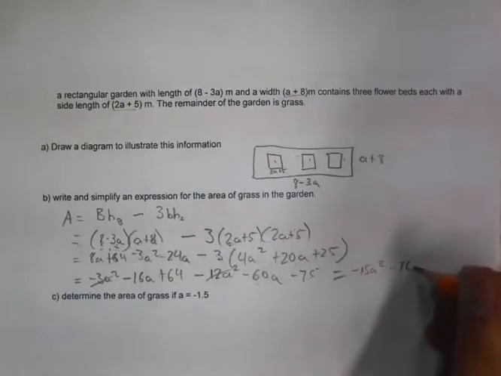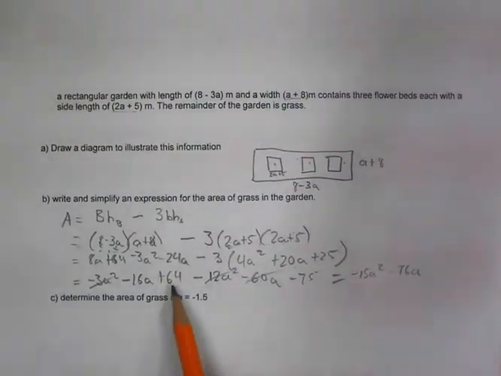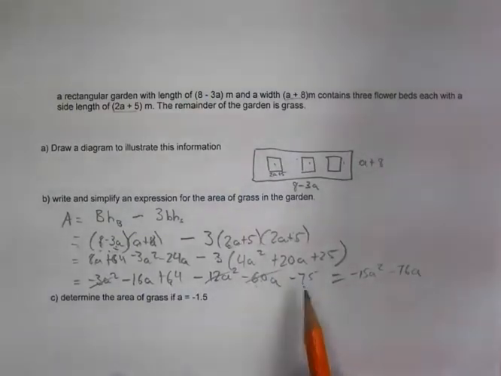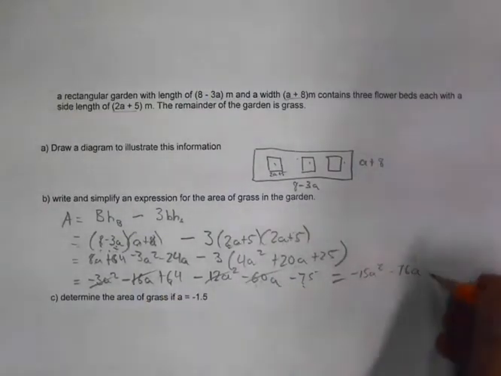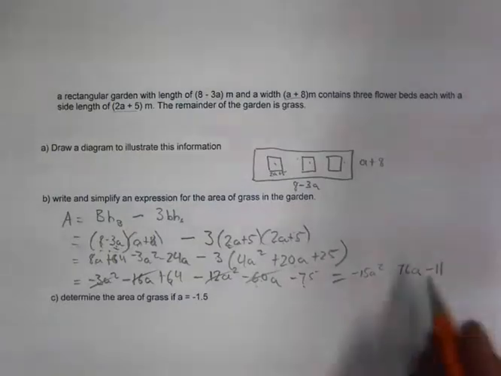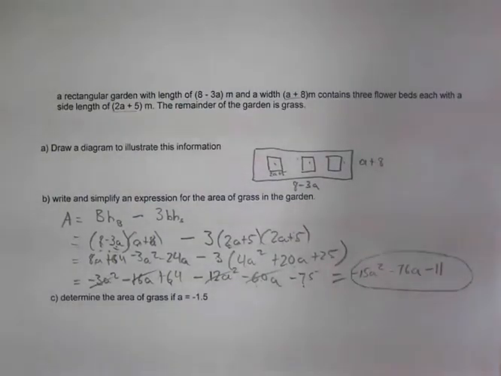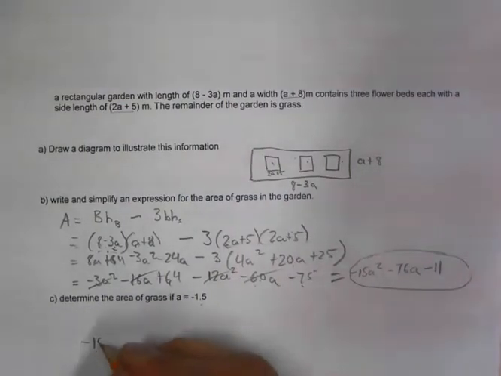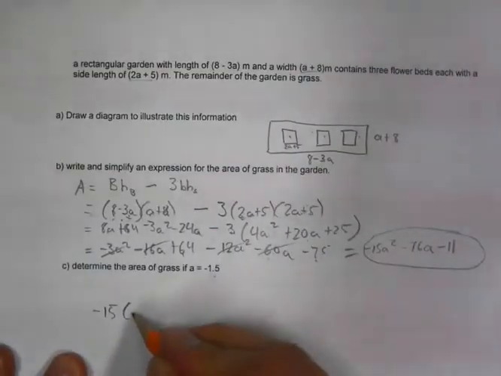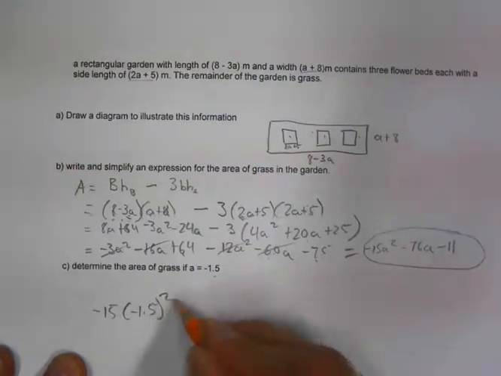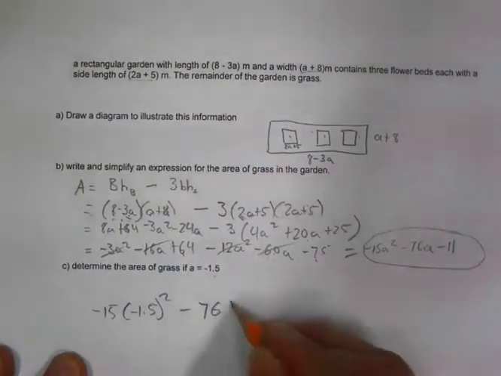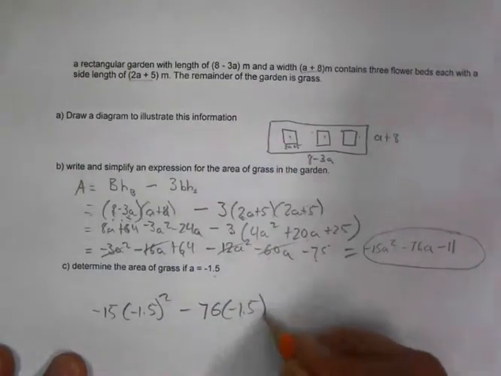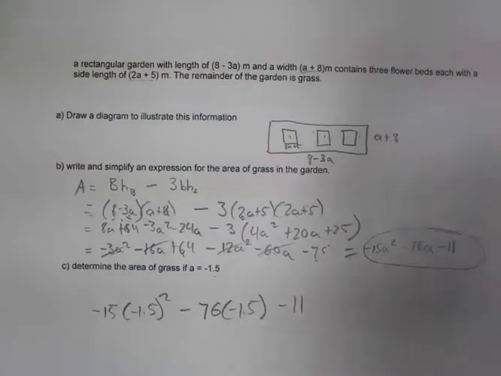Okay? And then my last one here is, now we have 64 and negative 75. This is going to end up giving me negative 11. So here is my equation. Now it says determine if a is negative 1.5. So I'm going to have negative 1.5 squared minus 76 multiplied by negative 1.5, and then minus 11. So let's see what that equals.